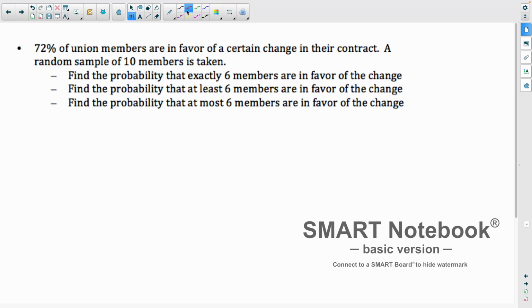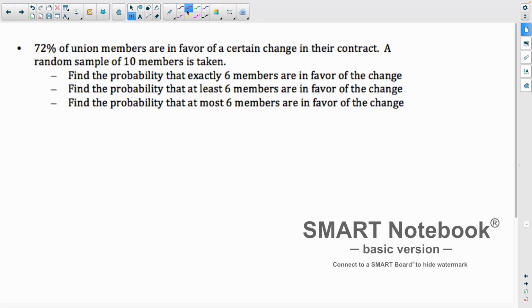Would this be a CDF? First one? Exactly. No, there's gonna be different pieces. The first one will be a CDF and then it'll be a PDF. Because what's it asking for? Exactly. It's only asking for one result. That's PDF.